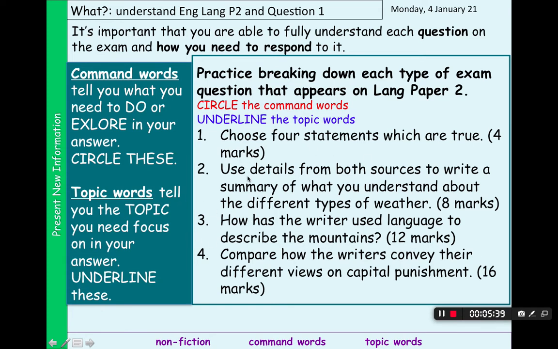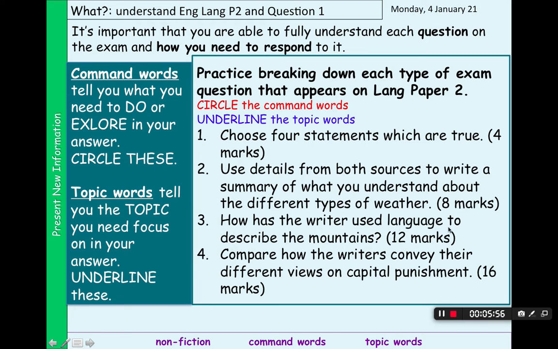So these are the 4 types of questions that will always come up in an English language exam, usually in this order. I've never seen them in any other order, and these are the marks that they're worth to make up that 40 marks part of the paper.